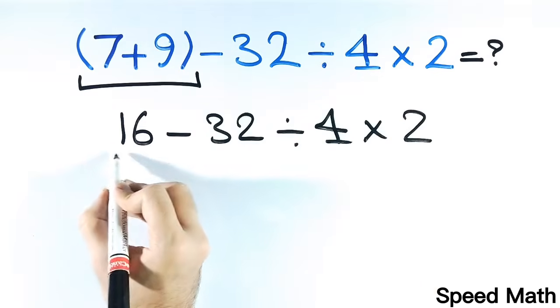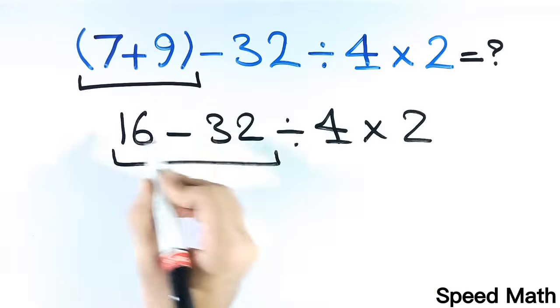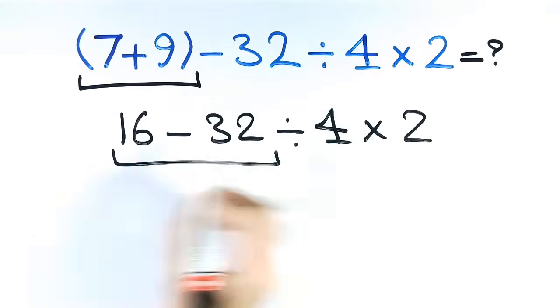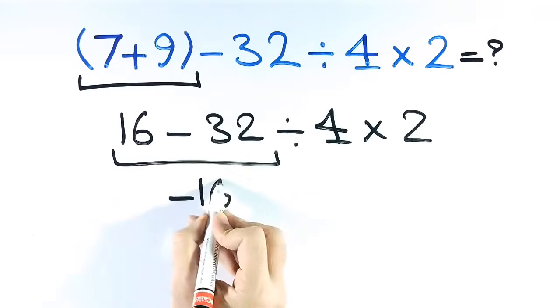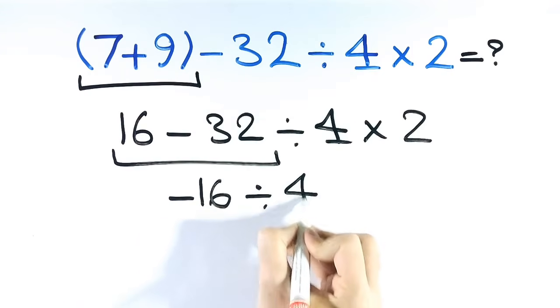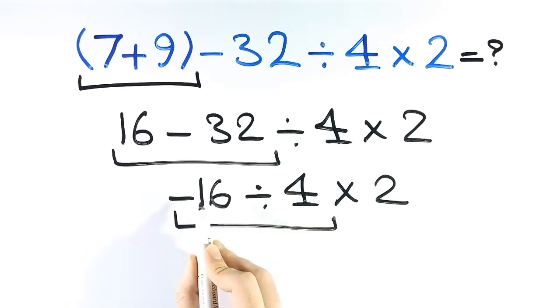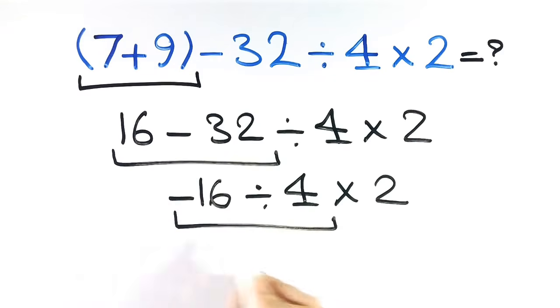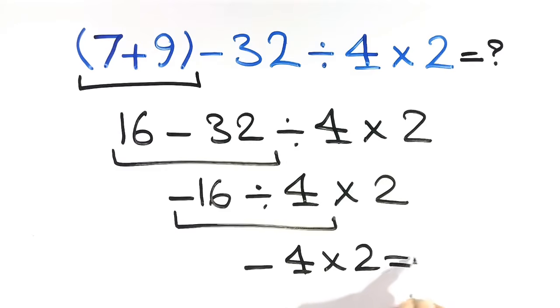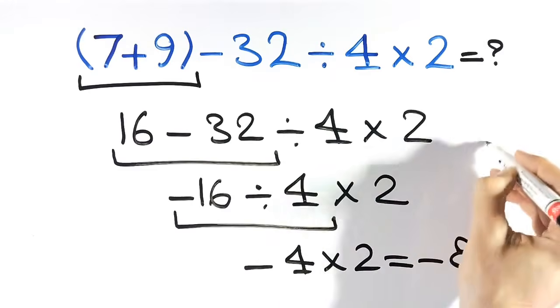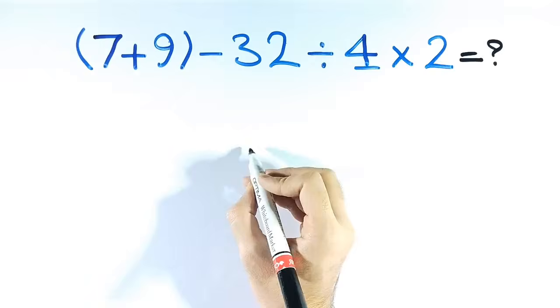And the next step, they go for the subtraction between 16 and 32, and write this expression as negative 16 divided by 4 multiplied by 2. And the final step, they go for the division between negative 16 and 4. And instead of this expression, they write negative 4 multiplied by 2, which finally gives them the answer negative 8. However, this answer is absolutely wrong.